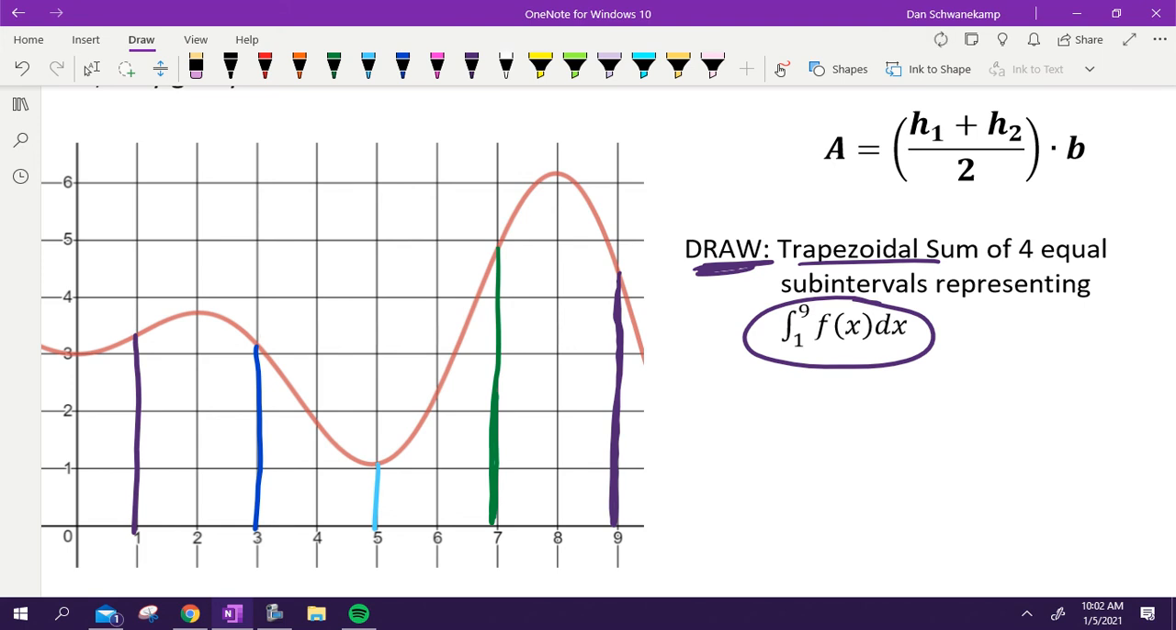Instead, we're going to do trapezoids. And so what that means is the two heights that touch this graph, I'm going to connect them with a straight line. So there is my first trapezoid right here. And then from 3 to 5, I'm going to connect those two with a straight line. So that is the second area right there. There's a trapezoid. And then my third one, I'm going to connect the heights from 5 and 7 with a straight line. So there is my third trapezoid.